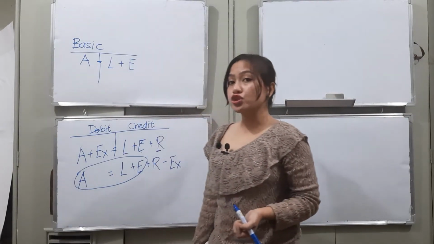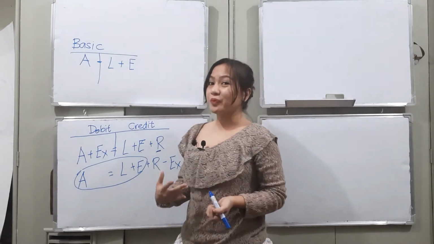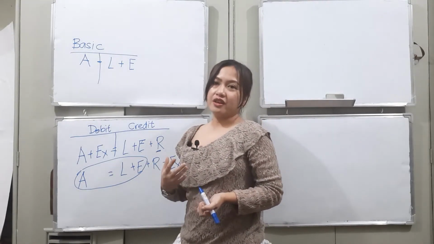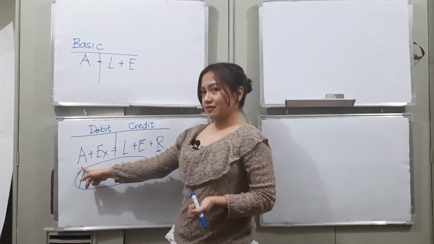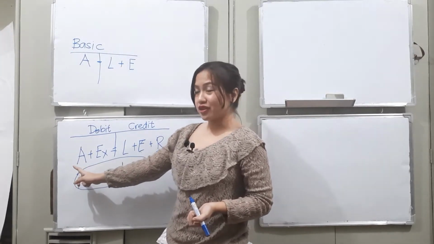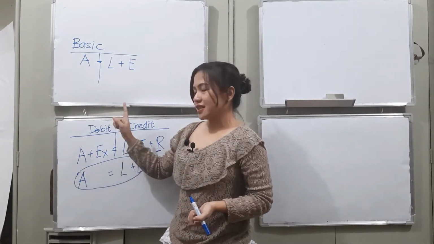Next is unused supplies. What is an unused supplies? So this is the supplies left in the business that can be used for the next year. So what is that? It's an asset. So assets are your resources for the business. So since it is an asset, normal balance is debit.